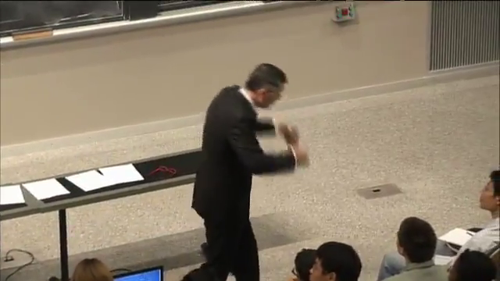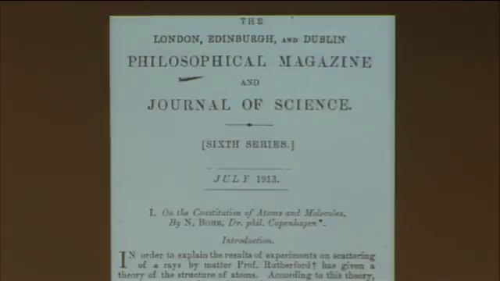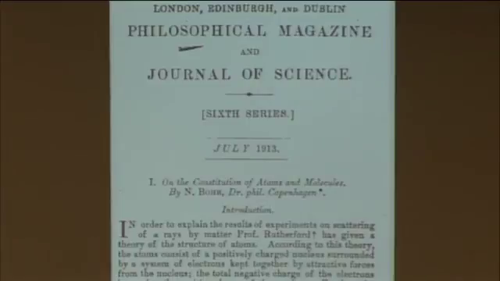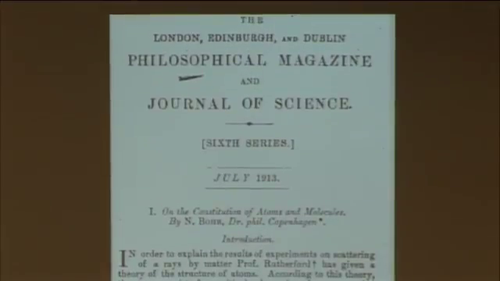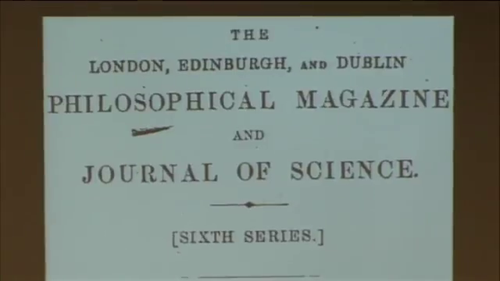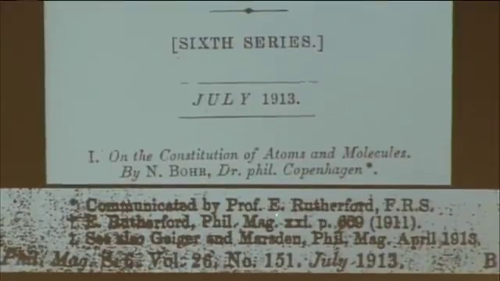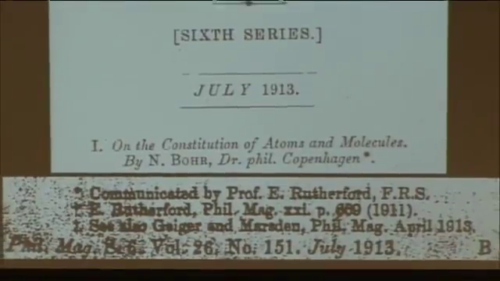So I urge you to go to the library and read primary sources. Most of this stuff is available online. You can just sit at your desk and you can zoom into history. So this is PhilMag, and this is London, Edinburgh, and Dublin. See, this is 1913, so Ireland was not a free state yet. So Dublin was a British city. There's a close-up of it, see? July 1913, On the Constitution of Atoms and Molecules by Niels Bohr, Doctor of Philosophy, Copenhagen. And it was communicated by Professor Ernest Rutherford, FRS, Fellow of the Royal Society.